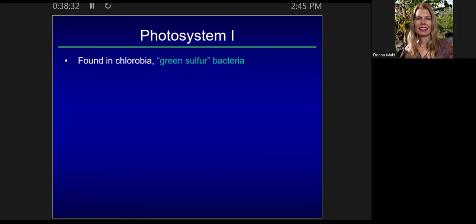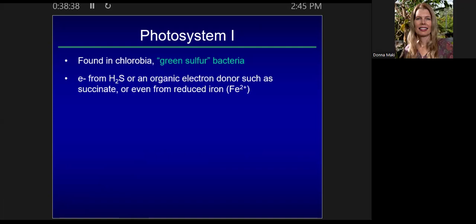Know though that there are some bacteria that just do photosystem 1 and some other players for an electron transport chain. They really love hydrogen sulfide gas. If they have that, they'll use it. But if they don't have that, they can typically find something else. Often it's an iron source.